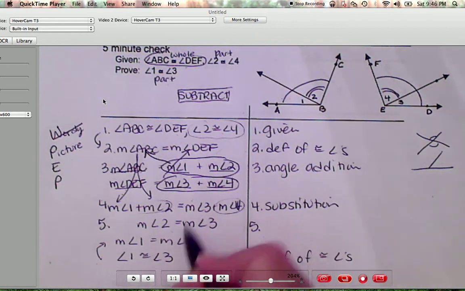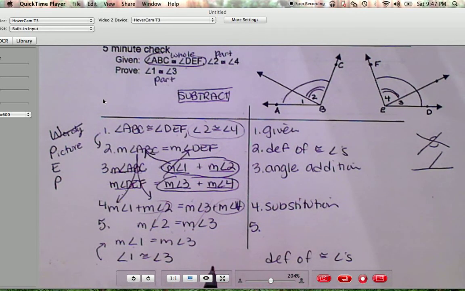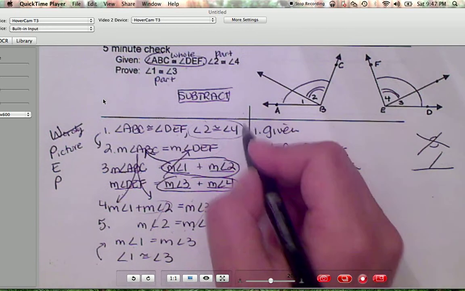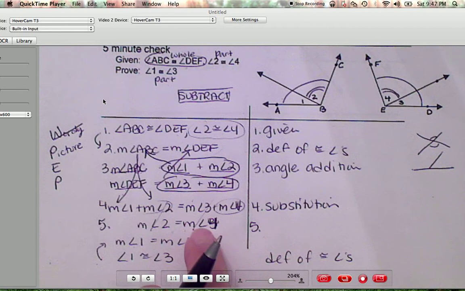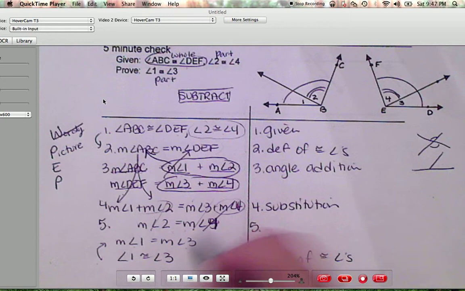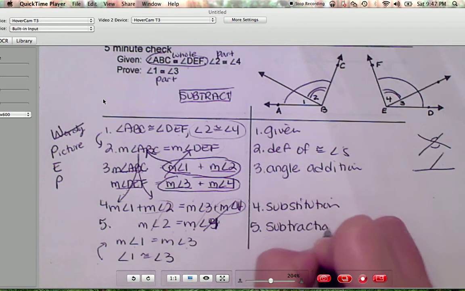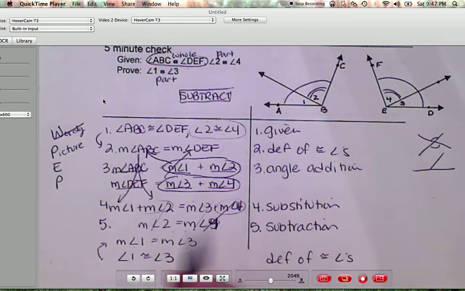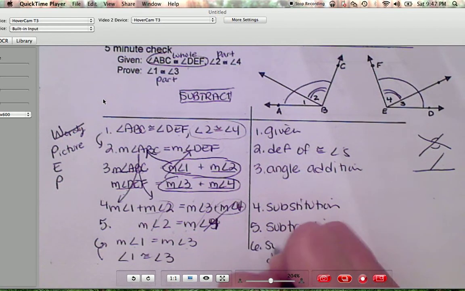Now if we know 2 is equal to 4, we get rid of the 2, we get rid of the 4. That leaves us with the 1 and the 3, sorry, I'm saying the wrong numbers. We get rid of the 2's and we get rid of the 4's, which leaves the 3 behind. And we get rid of it because we're using subtraction. Okay, so line 6, what did I do? Line 6 is subtraction.